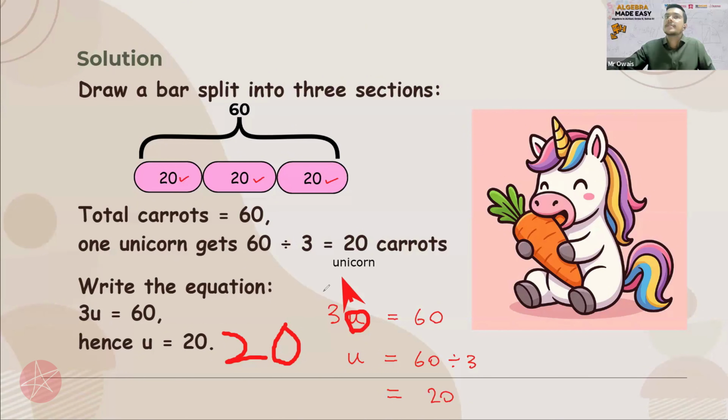How do you make sure that the answer is right? You can check this one, right? This is 20, 20, and 20. So you do 20 times 3, right? Or you can do 20 plus 20 plus 20. 20 plus 20 plus 20 equals 60.